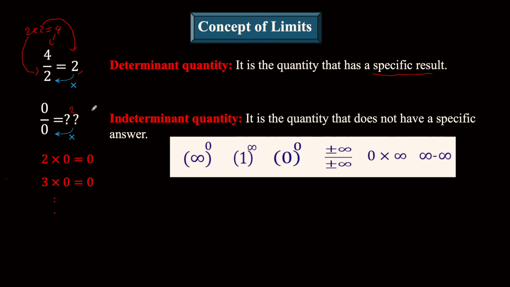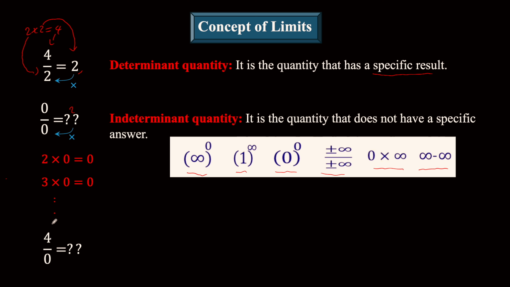And for indeterminate quantities, you can also have infinity to the power 0, 1 to the power infinity, 0 to the power 0, plus or minus infinity divided by plus or minus infinity, 0 multiplied by infinity, or infinity minus infinity. So those cases also represent indeterminate quantities, okay?